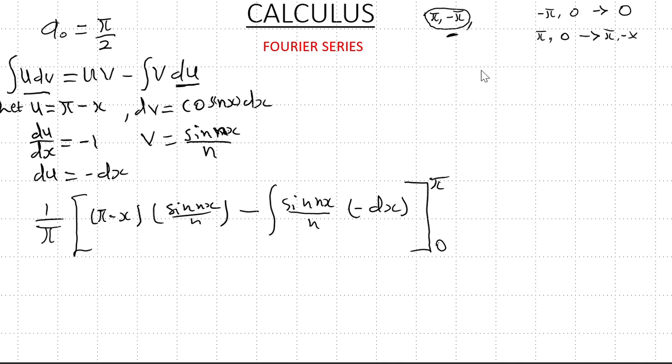So the integral of sine nx divided by n, this is actually minus dx. Let's send the minus outside, so it's going to be dx inside. Now let's bring the denominator n outside too. So it's going to be minus 1 over n. That means here we need to clean this.